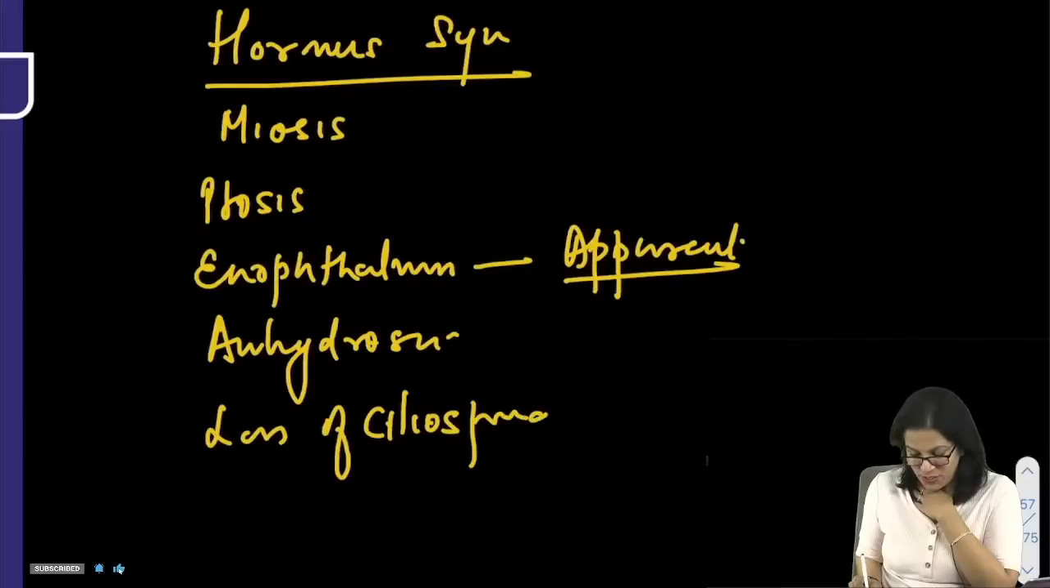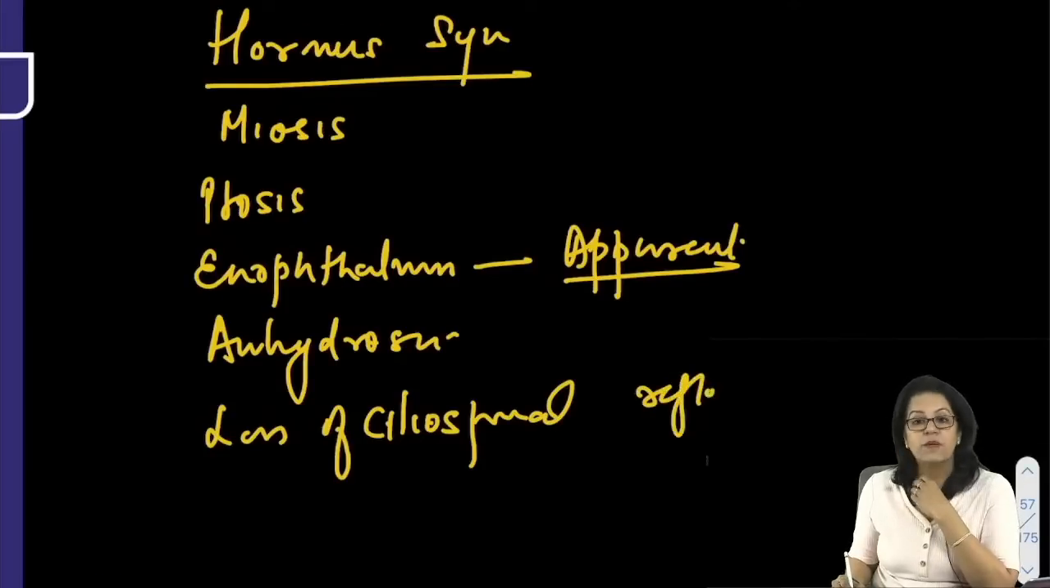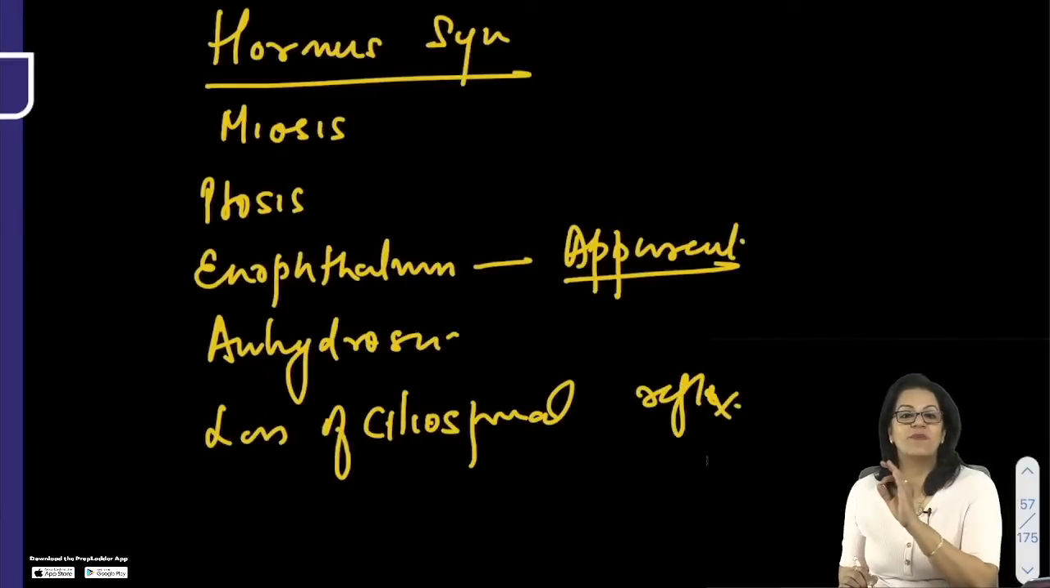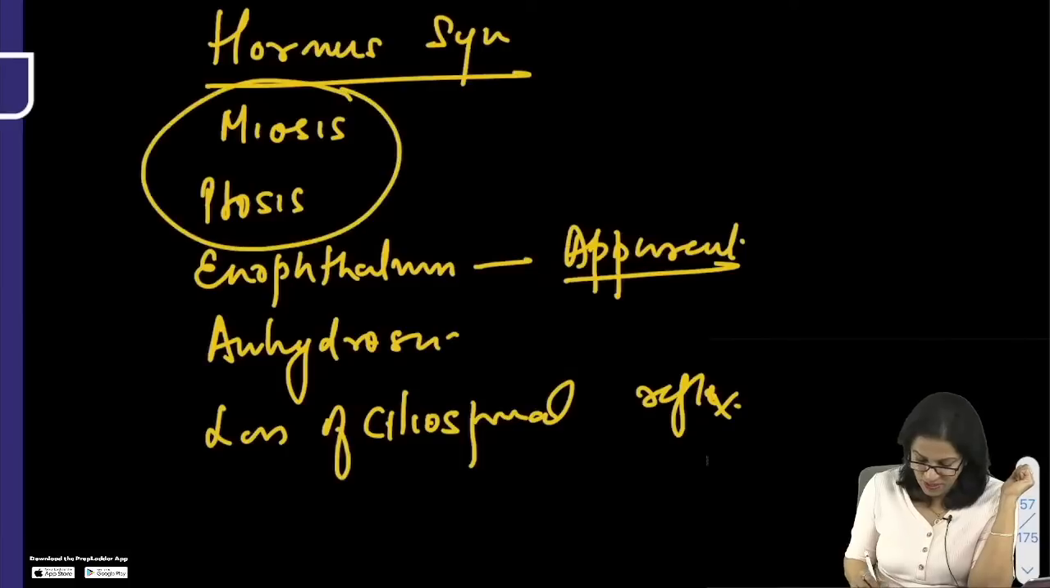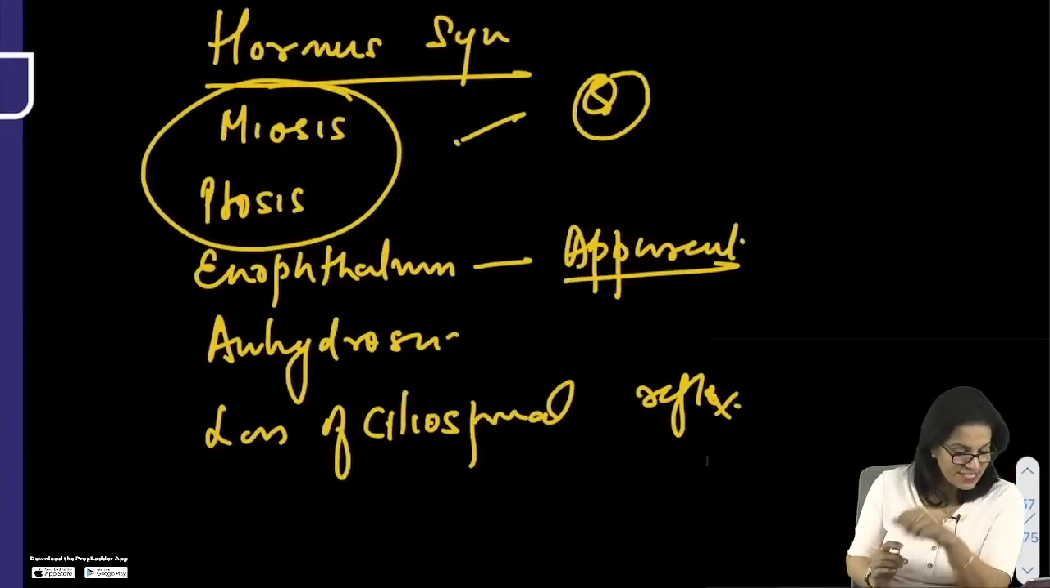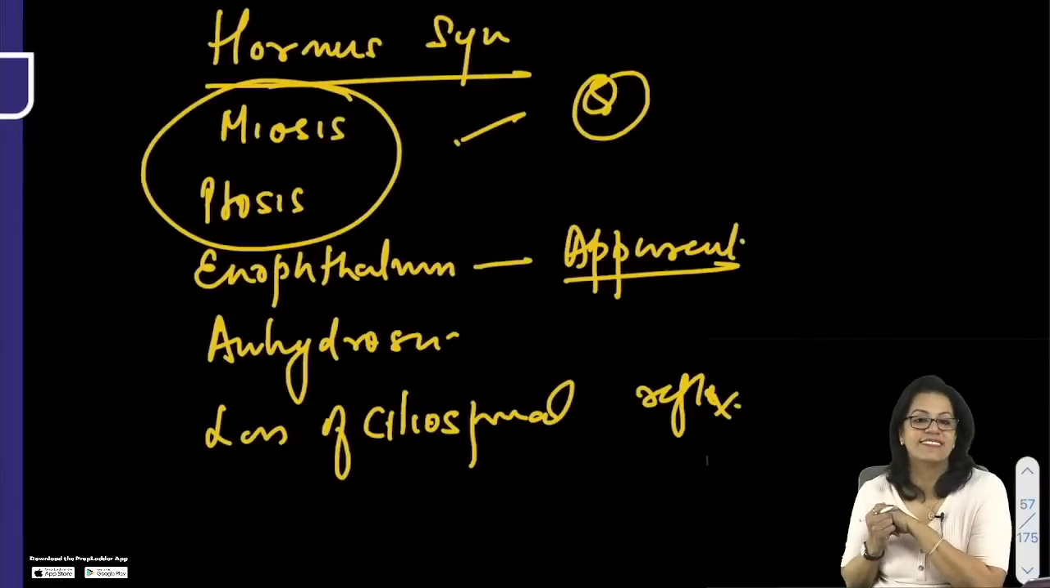Okay, we come to the question. Question number 1, Horner's is best described by which two features? You should say miosis and ptosis. Best described by miosis and ptosis.